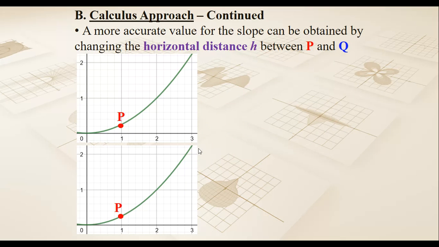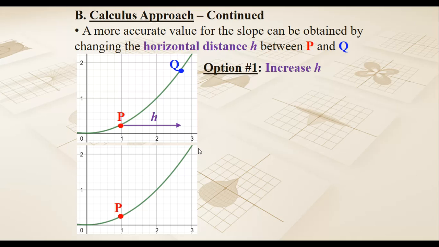So I said here, a more accurate value for the slope can be obtained by changing the horizontal distance h between P and Q. If you change the horizontal distance h, you change the location of where point Q is going to be located. Okay, so option one is we're going to make h bigger. h is that horizontal distance from point P to where Q is located. Initially point Q is located where x is equal to 2. We're going to move it somewhere a bit closer to x is equal to 3. So now point Q is up there, and let's see what happens.